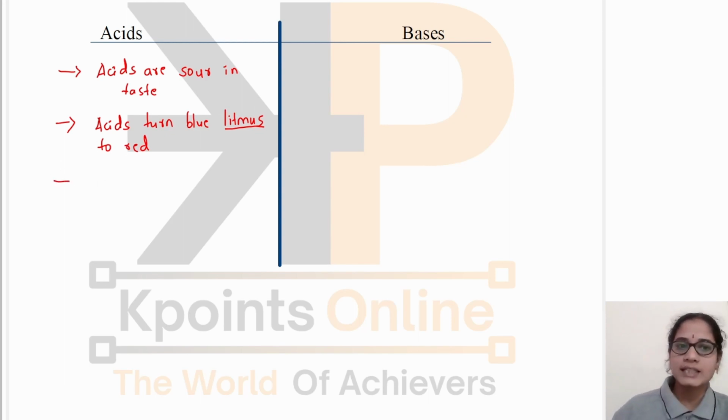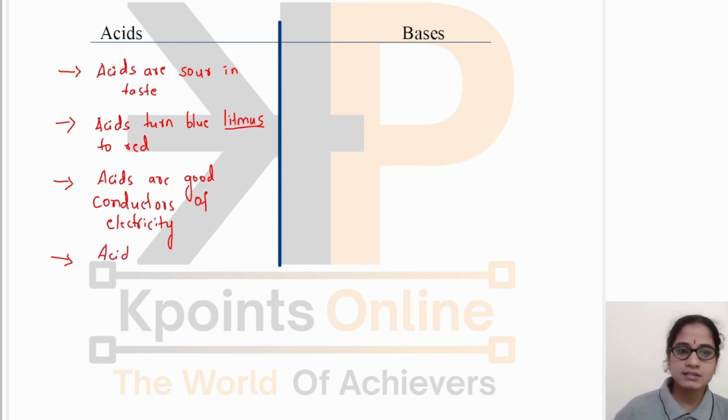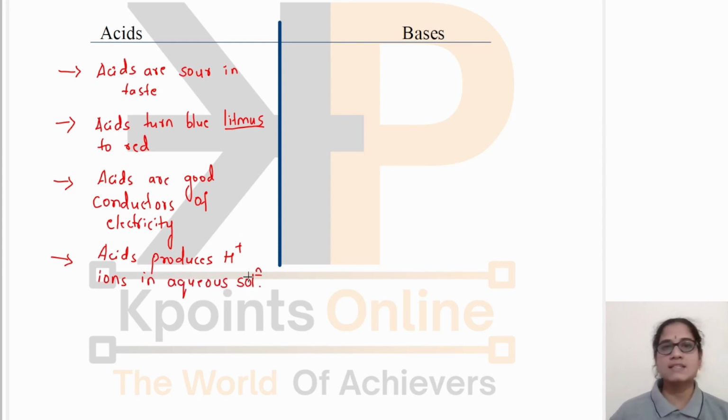Okay. Then acids are good conductors of electricity. These are some general properties that you have studied in class 7th, right? Then acids produce hydrogen ions in aqueous solution. Yes, acids produce hydrogen ions in aqueous solution. When acids are dissolved in water, they furnish H+ ions, which give them the characteristic properties of acids.